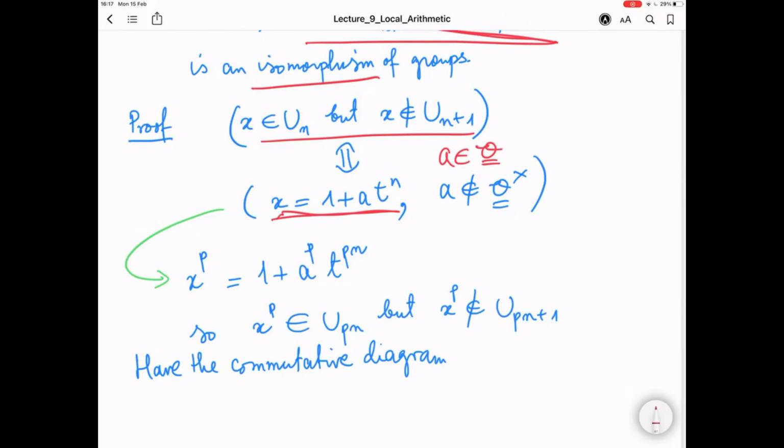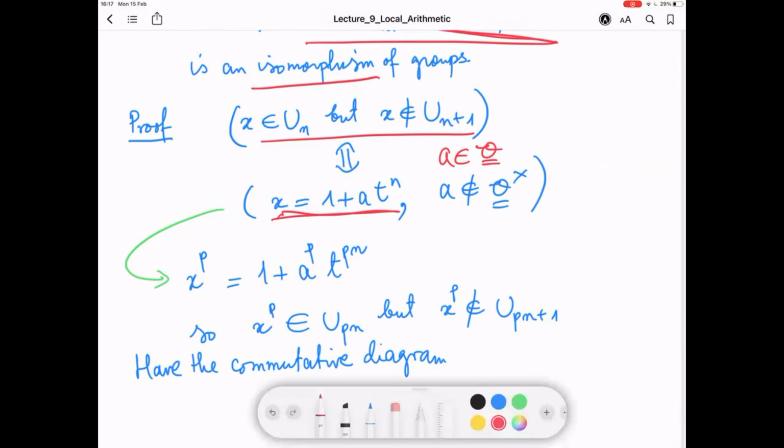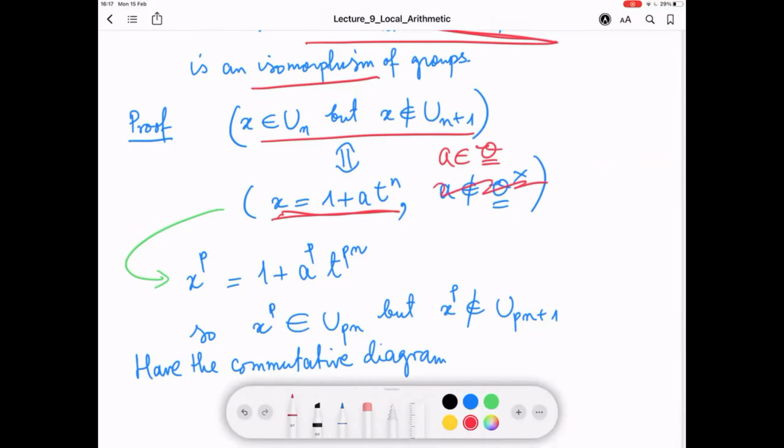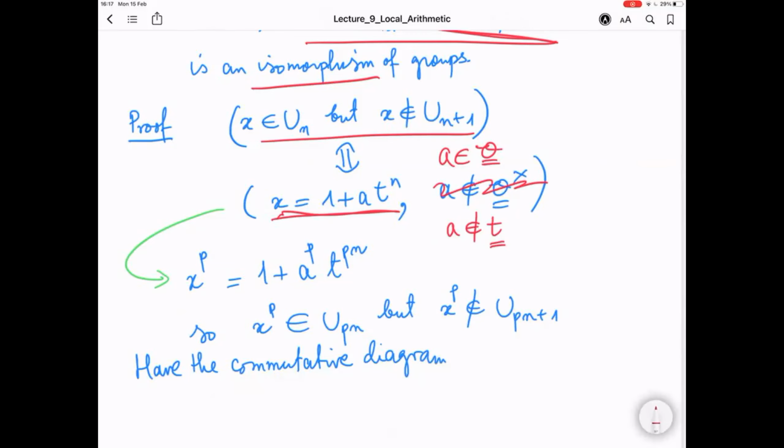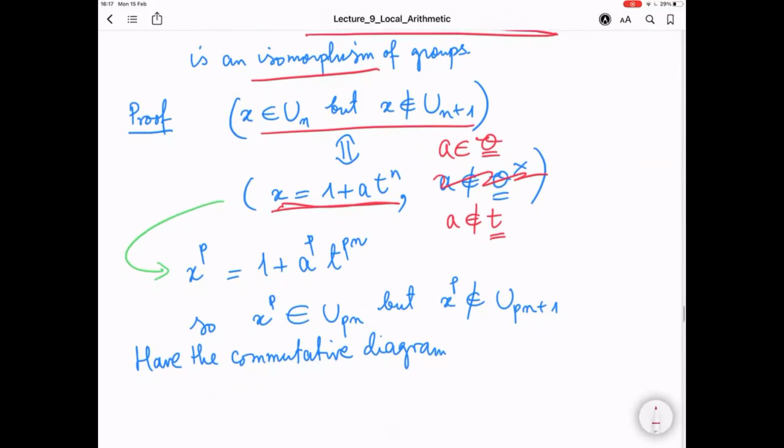It's not this tall, right? This is not what it is. So what one has to say is that A is not in T. Instead of O star, I had to write T.